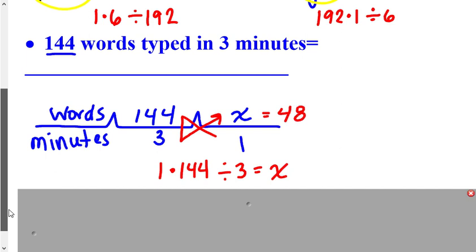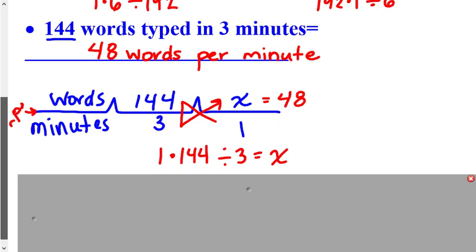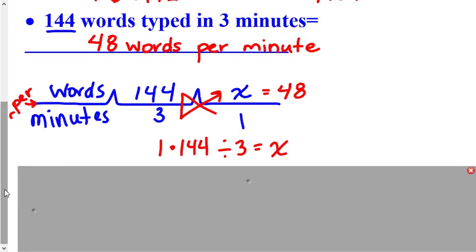So 144 words typed in 3 minutes really means 48 words per minute. And again, I know what order to put that in because the line right here means per. And so I write this as, I read it from top to bottom, words per minute. All right, we have one more example.